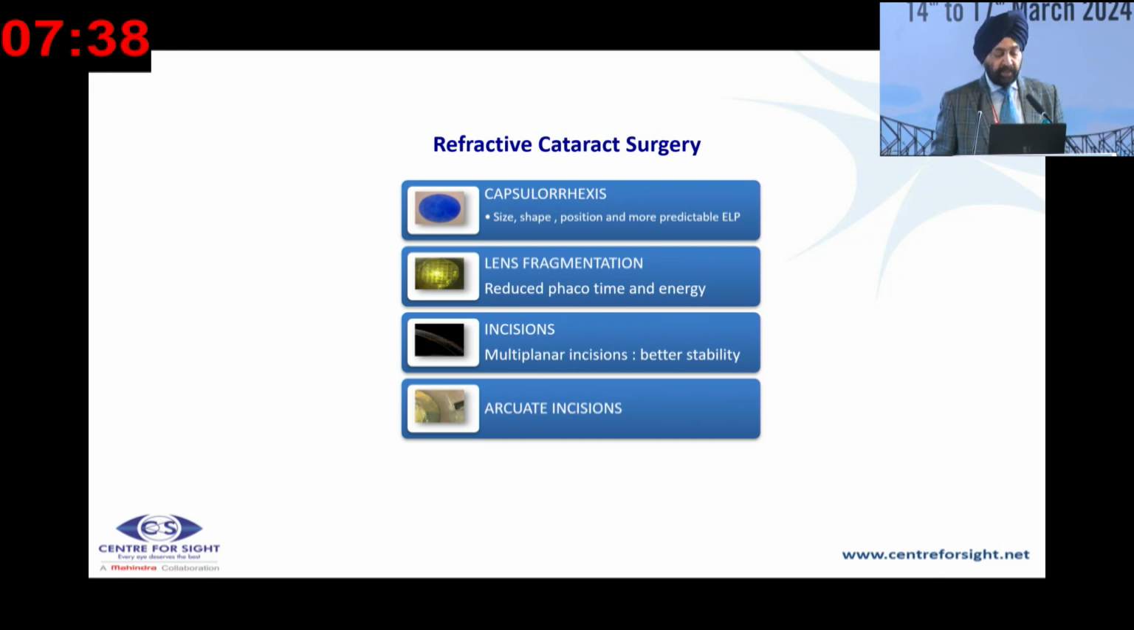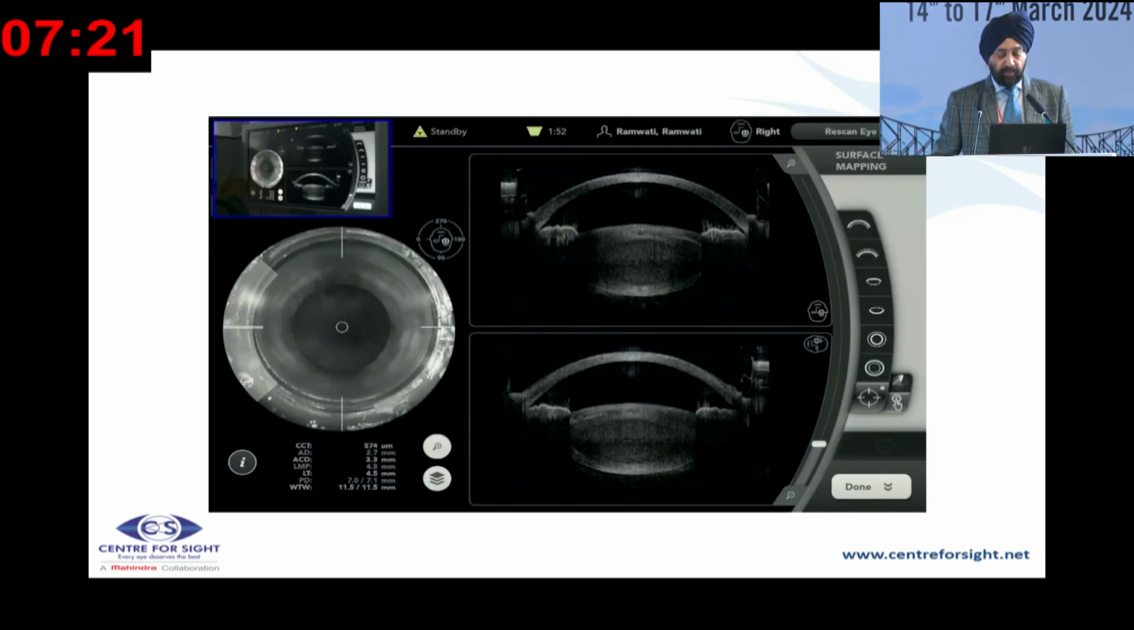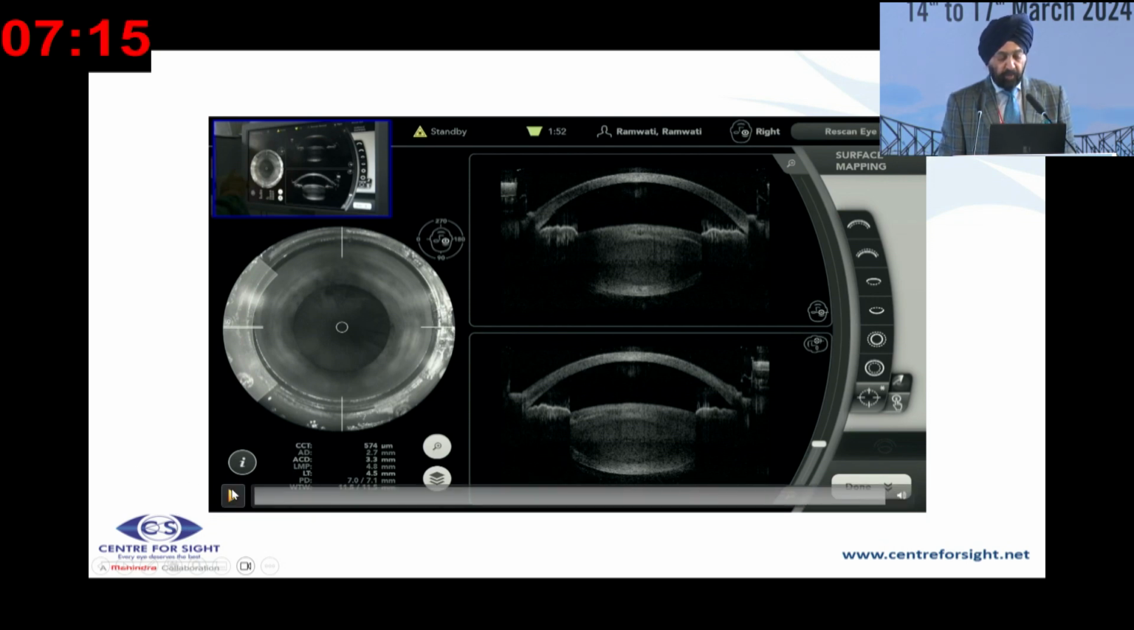It does four parts: a capsulorhexis, lens fragmentation, incisions, and also LRI. Normally, I would take care of an astigmatism of up to 1 diopter with an LRI, and above that, I would go in for a toric intraocular lens. You can see that it gives you a good capsulorhexis. This is just to show you a normal femto procedure.